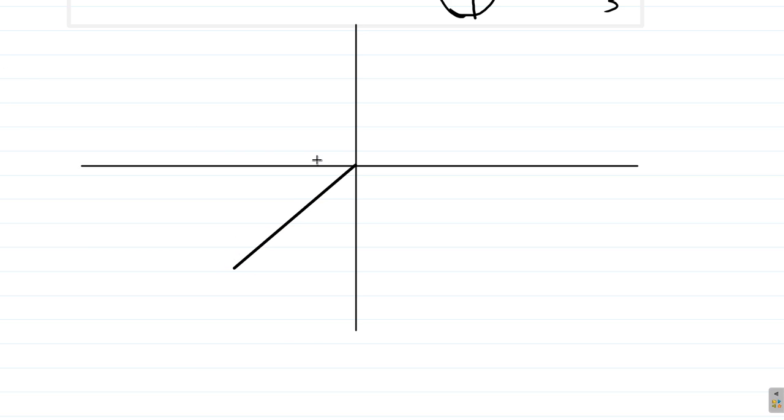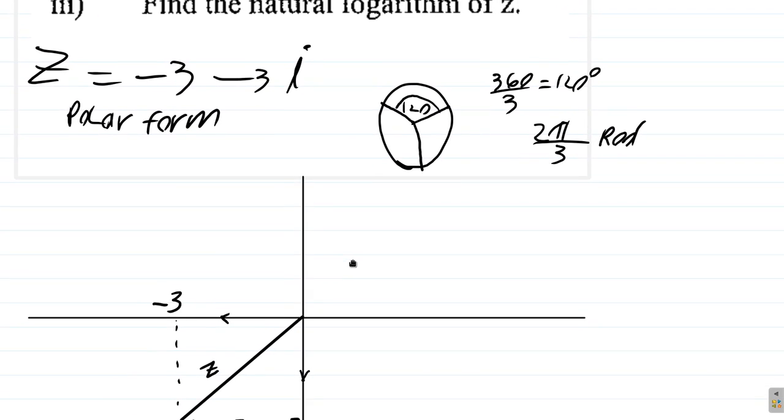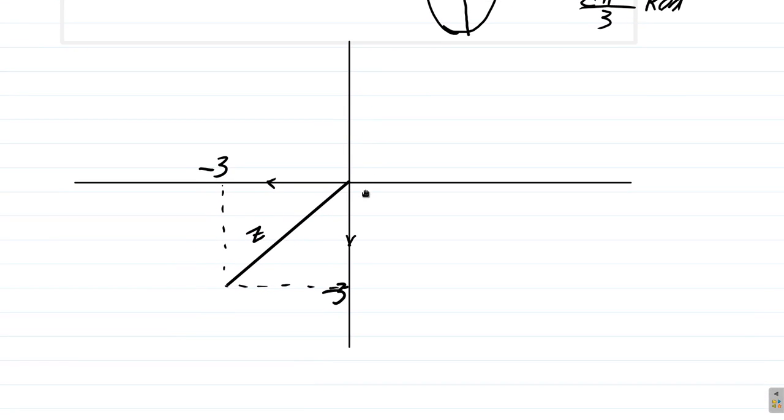So remember, the negative 3 would be 3 to the left from the origin along the x-axis. Negative 3i, right down here, would be 3 down along the y-axis. So this is z, negative 3 minus 3i.